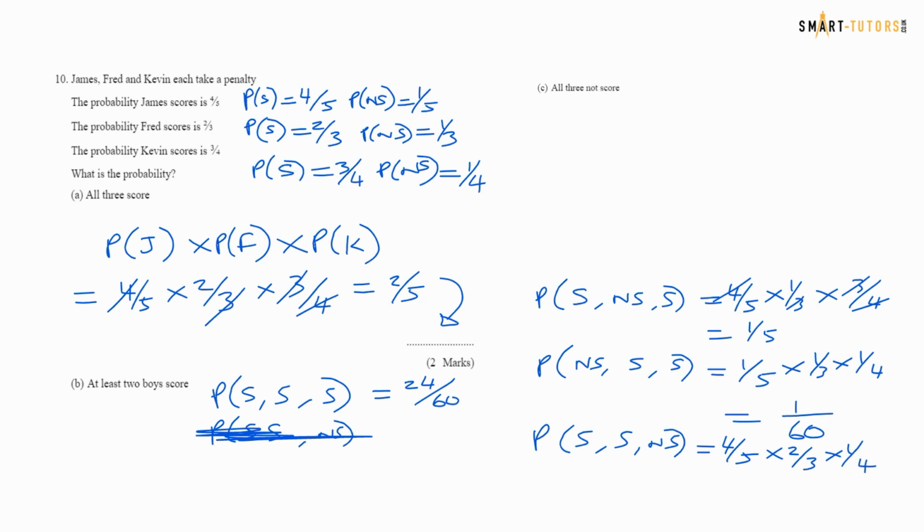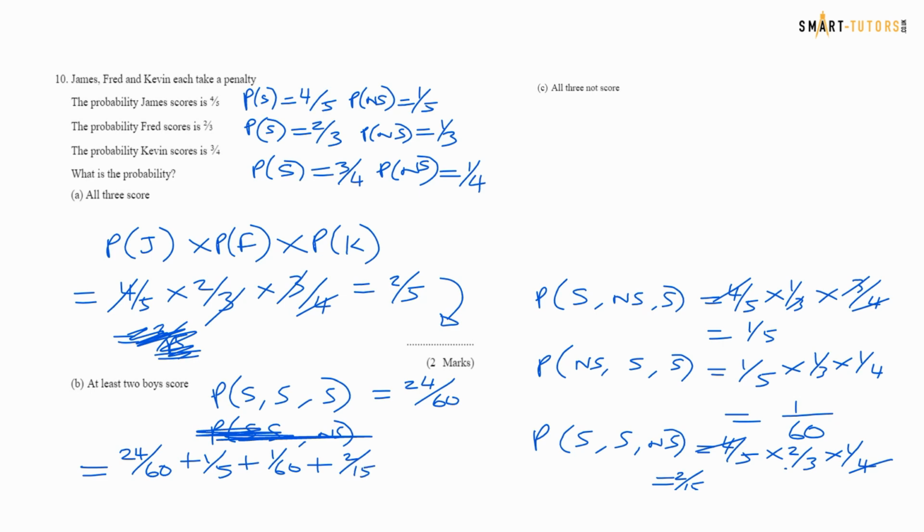So at least 2 boys score means you need to add everything up. At least, that means 24 upon 60 plus 1 upon 5 plus 1 upon 60 plus, so here 4 and 4 cancel, so 2 over 15, 2 upon 15. So how are you going to present this one? So 2 upon 15, I'm just going to write this one here.